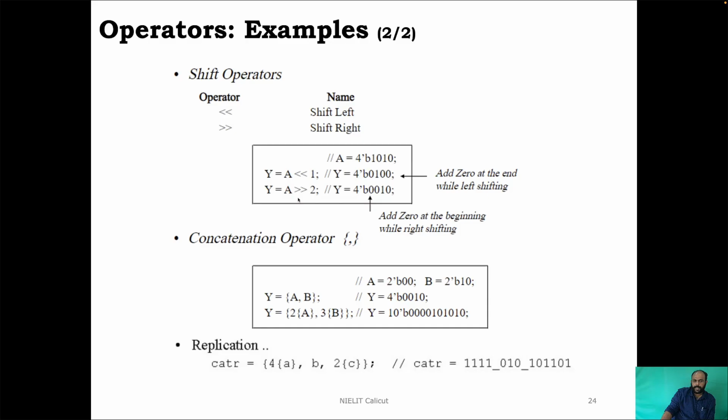Similarly, if we perform right shift by 2, this number will be shifted to the right. Here also a 0 will be filled in the most significant part.